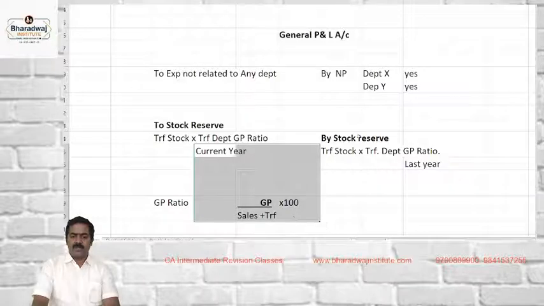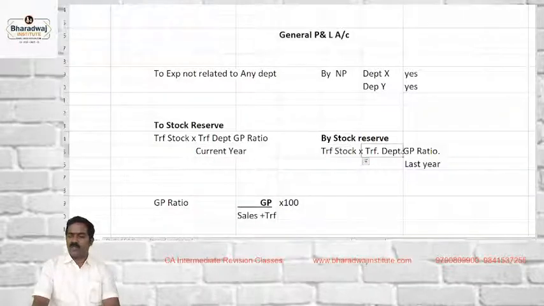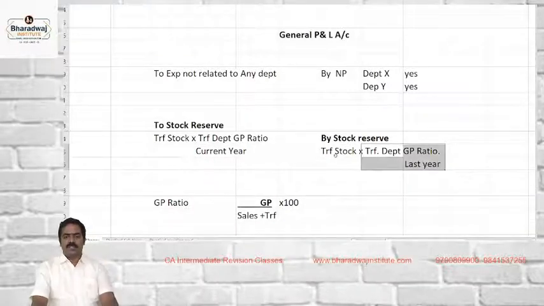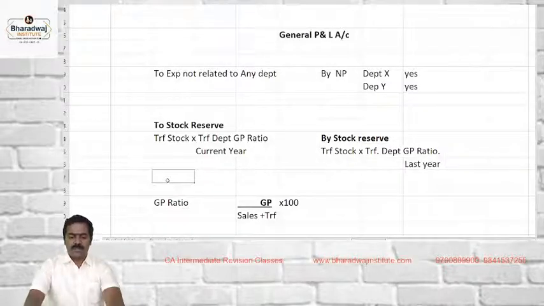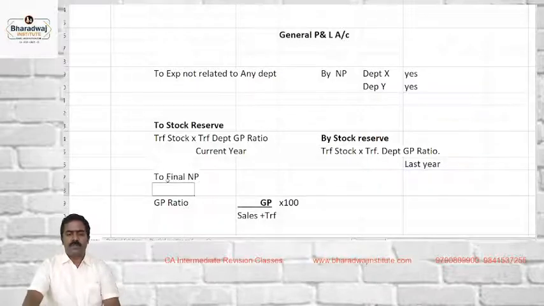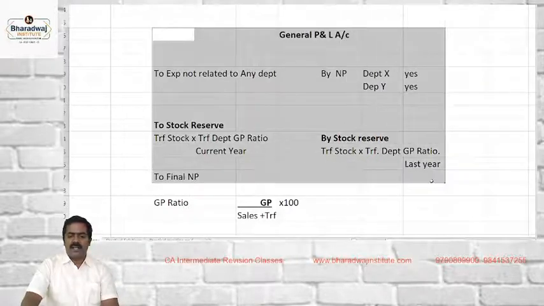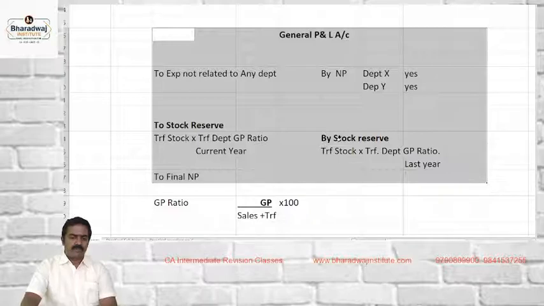So for the closing stock, take which ratio? Current year GP ratio. For opening stock, you take which ratio? Last year GP ratio, not the entire stock, only which stock? Transferred stock you should see. So the balancing figure will be the final net profit. So take up this. This is a point of learning in departmental accounts.